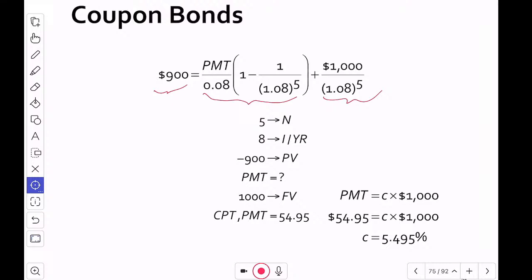We're going to just enter 5 into N, 8 into interest, negative 900 into the price or present value. Payment is what I want, and I also fill in face value. So we use all the keys. Coupon bonds use all the keys. So let's do it.